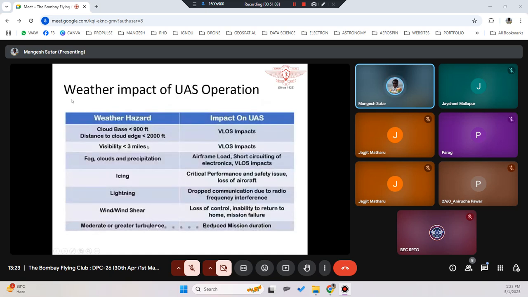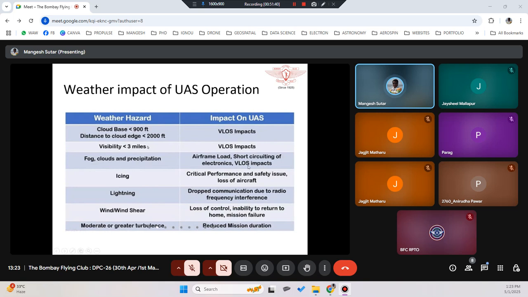Okay, so what is the weather impact on UAV operations? If the cloud base is below 900 feet, or the distance to the cloud is 2,000 feet, normally you will have a weather impact. As the cloud cover is more, your visual line of sight will get impacted. Again, if visibility is less than 3 miles, or 3 kilometers, you will have a weather impact. Fog, cloud, or precipitation: because of the fog, cloud and precipitation, the airframe will also have a load. Short circuiting of electronics.